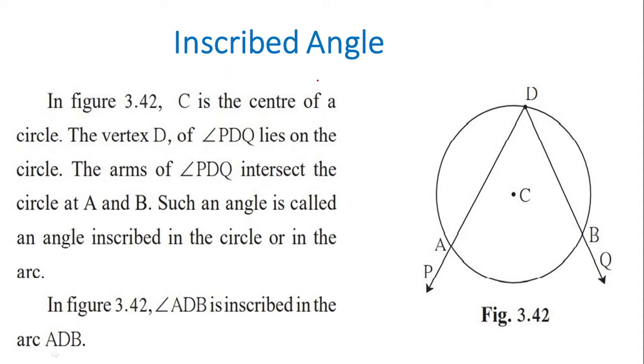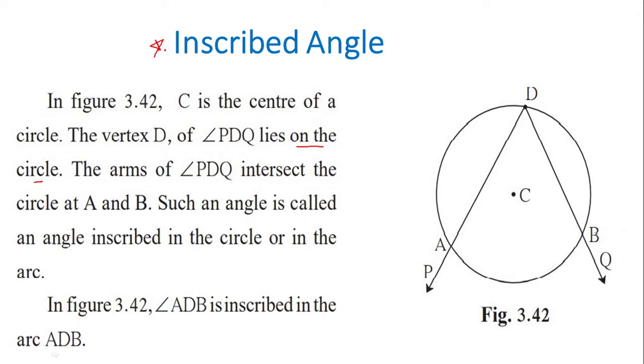Firstly, let's see what is meant by an inscribed angle. Now, in the last lecture, we have seen what is meant by a central angle. What is a central angle? Its vertex lies on the center of the circle. Now, in the inscribed angle, there will be a change. In an inscribed angle, the vertex of that particular angle will be lying on the circle. What is the difference? In the central angle, the vertex will be on the center of the circle, and here in the inscribed angle, the vertex will be lying on the circle, on the surface of the circle.